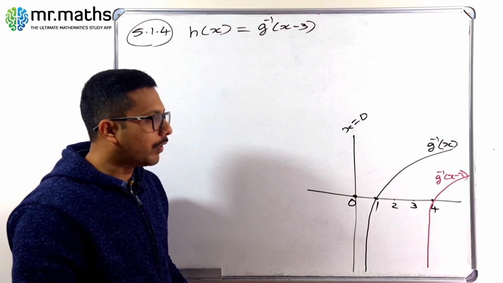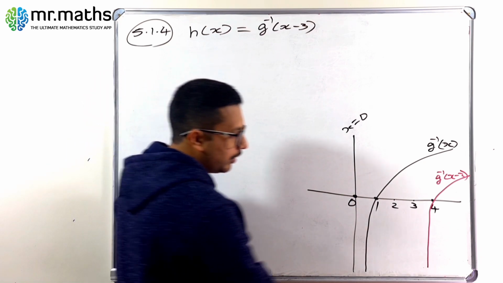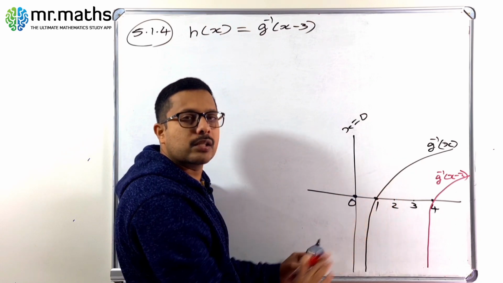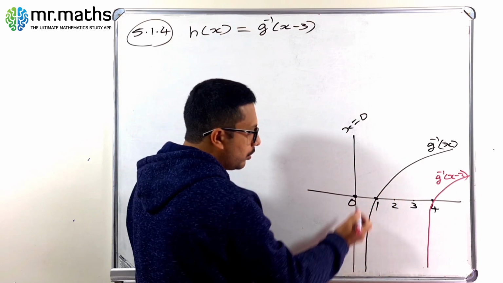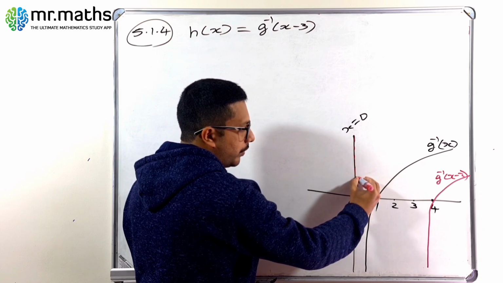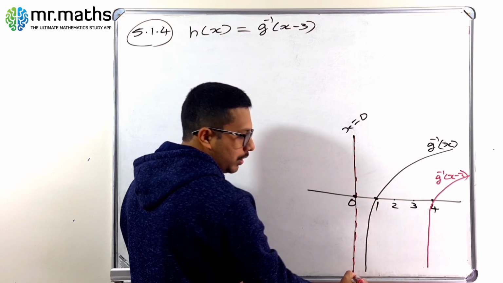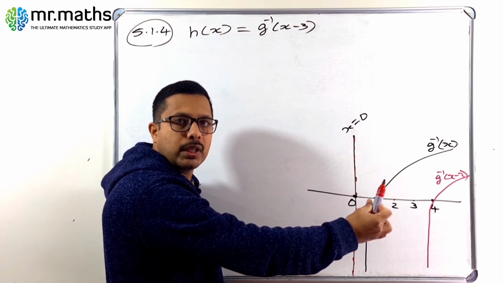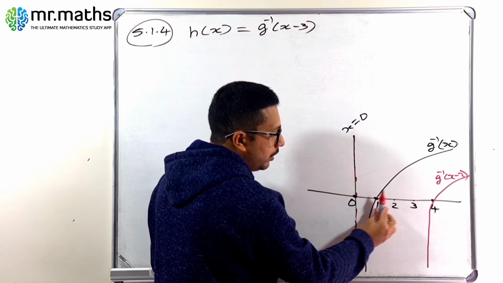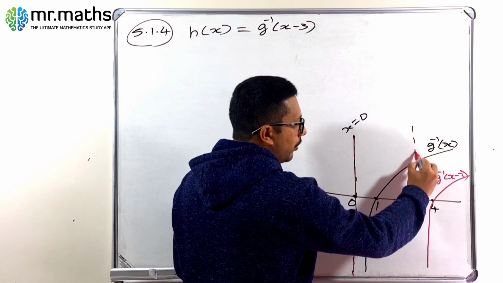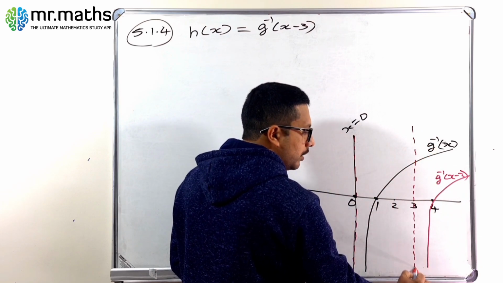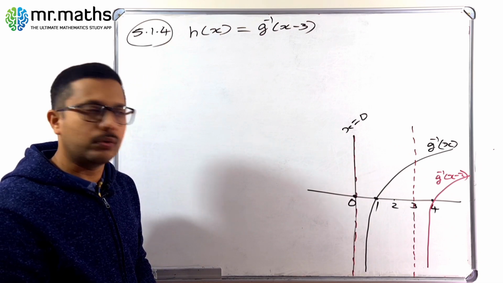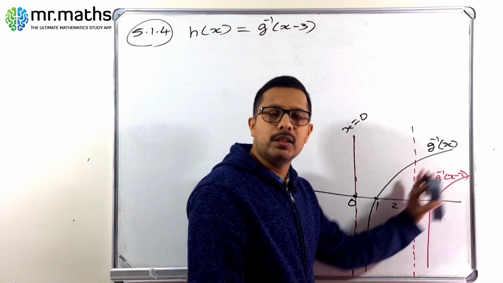Now can you say what the new asymptote is? When a graph is moving to the right, the asymptote also moves. Previously, for the g inverse of x graph, the y-axis was our asymptote. So that y-axis also moved 3 units to the right, that means 1, 2, 3. Now for the new graph h of x, this is the asymptote. So what is the domain now? Domain is x greater than 3.